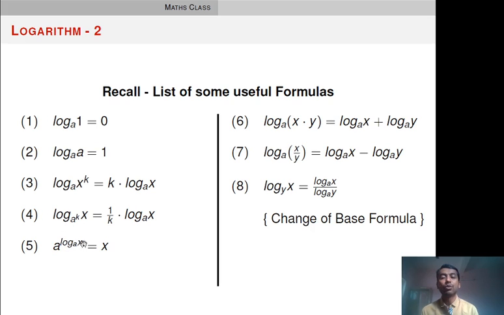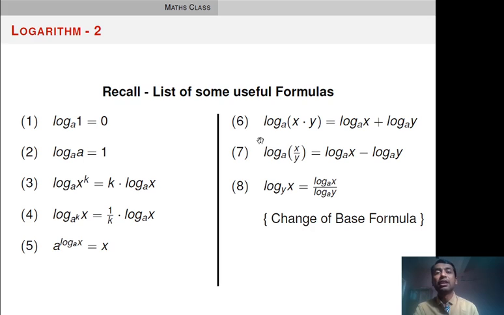Number 5 is a raised to log x base a is equal to x. It means whenever the index and log functions are together with the same base, they remove the effect of each other and the answer is the number itself. Number 6, whenever multiplication inside a log function is given, it can be separated as addition of log functions with the same base. Similarly, number 7, division is converted into subtraction. Number 8 is the change of base formula. So in this video session, our focus will be particularly on examples related to rules number 6 and 7.